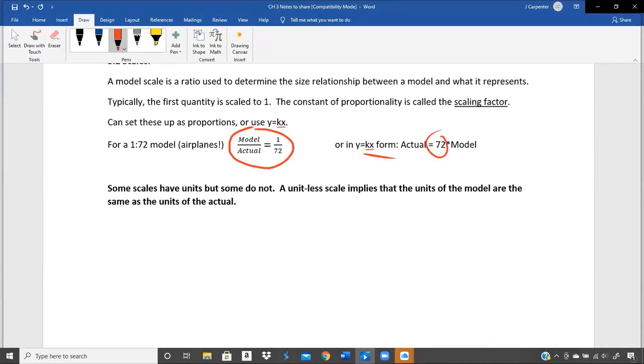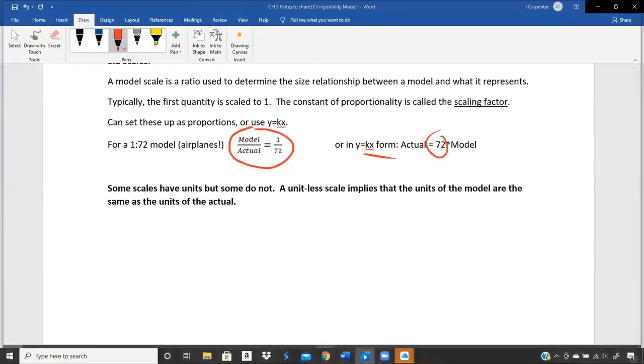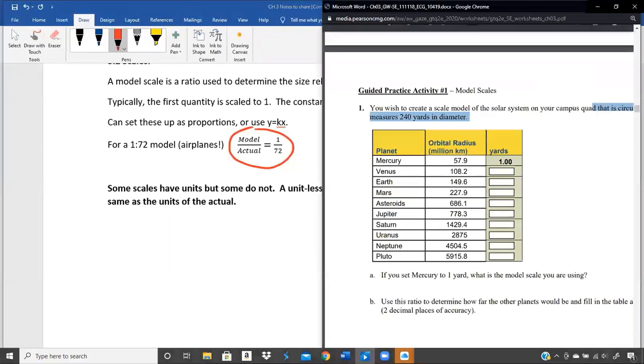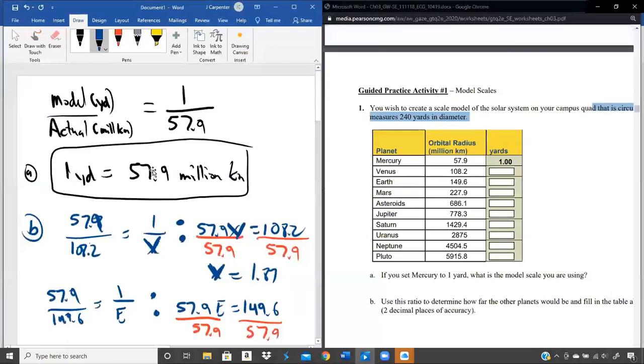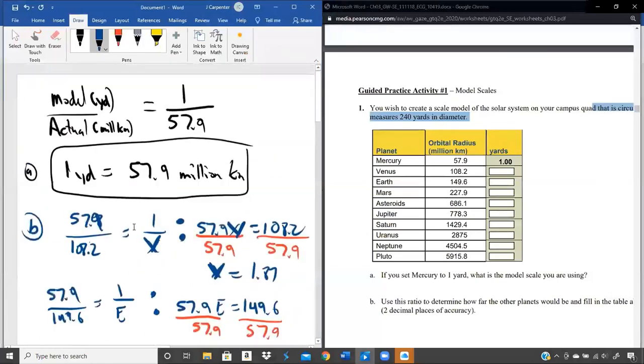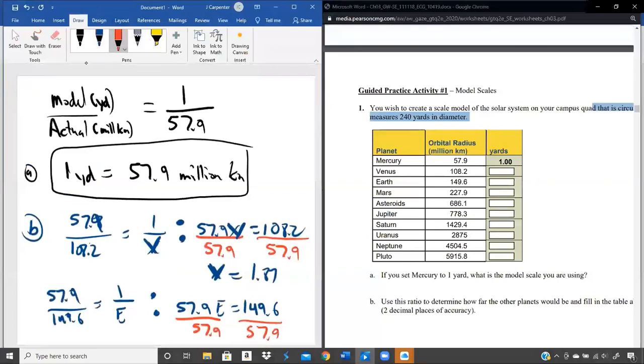So when we were just doing the planets, that had units. Inside of that scale, if you wrote everything out meticulously, it's, let's say, 1 inch is 72 feet. So that would have units there. Or for our planet problem, we said that 1 yard was 57.9 millions of kilometers. When I did these as proportions, I didn't have to do them that way. This is just the proportion equation. We could have just thrown the actual into that, and we would have gotten the same answer.